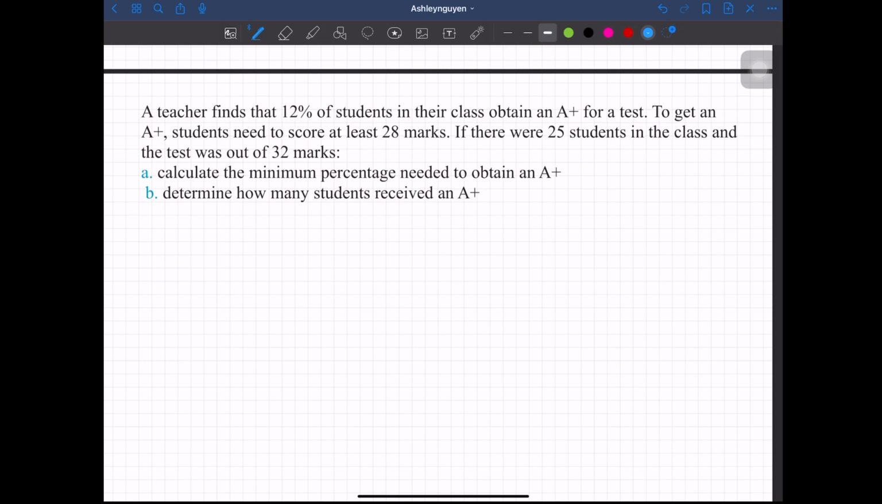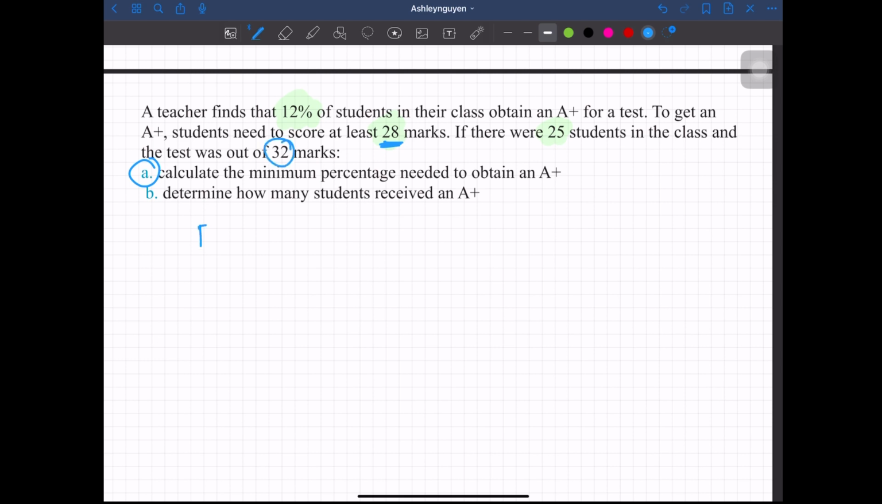Let's do the following example. A teacher finds that 12% of students in their class obtain an A+ for a test. To get an A+, students need to score at least 28 marks. If there were 25 students in the class, the test was out of 32 marks. A. Calculate the minimum percent needed to obtain an A+, as we know that we need to score at least 28 marks over 32 marks to get an A+.